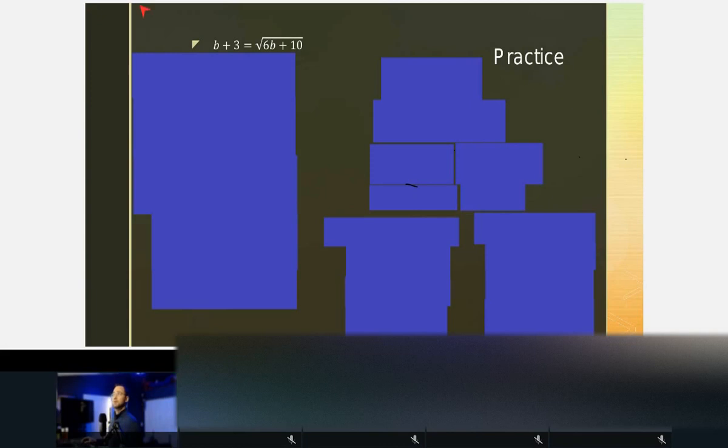Anyway, when we square both sides, do we square the b and the 3 separately? Is that how we do that?